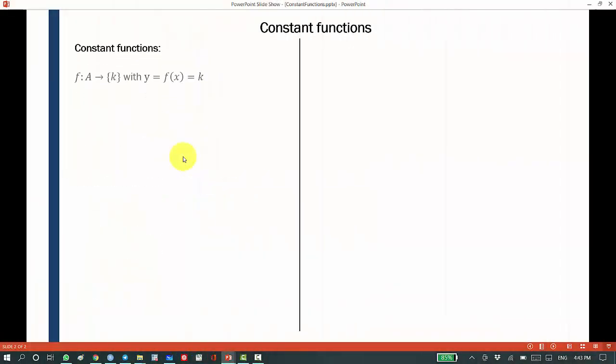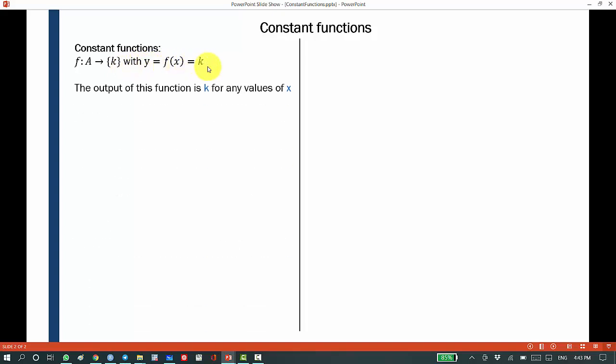To this end, consider a function f which is defined from A to a set with one element, whose element is k, where k is a real number, with equation y = f(x) = k. The output of this function is k for any value of x from the domain, which is the set A. Such a function is called constant, the reason being that the value of y doesn't change as we change the value of x.